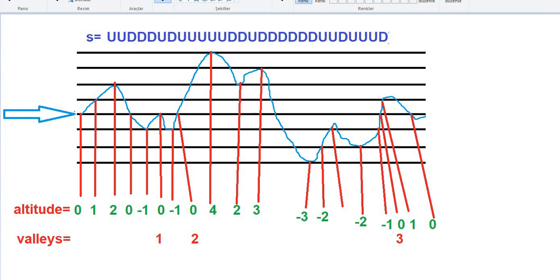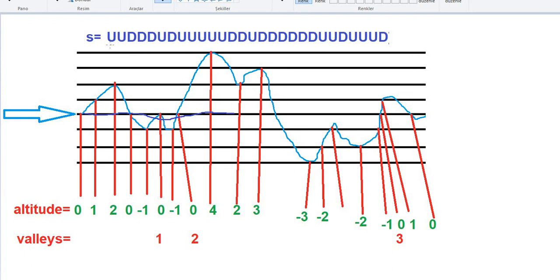There's a hiker. Its starting point is sea level, so this level will be the sea level for us. And when the hiker goes up, it's a hill. When the hiker goes down and comes back, it's a valley. How will we count them?